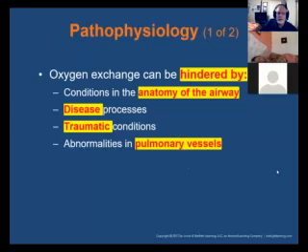Then abnormalities in pulmonary vessels. We'll talk about briefly in a minute, talk about pulmonary hypertension. Didn't know your lungs should have high blood pressure, right?